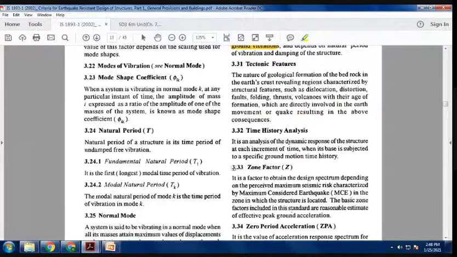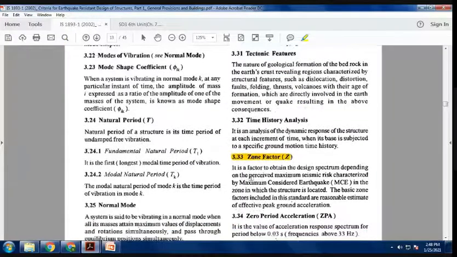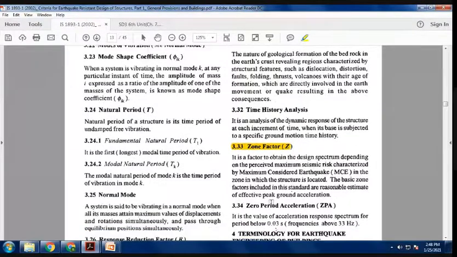Then the next important thing for your analysis is the zone factor. It is the zone factor to obtain the design spectrum depending upon the perceived maximum seismic risk characterized by the maximum considered earthquake. For this, they have already analyzed and given the zone factors for the different zones: zone 2, zone 3, zone 4, and zone 5. Totally, there are four zones.